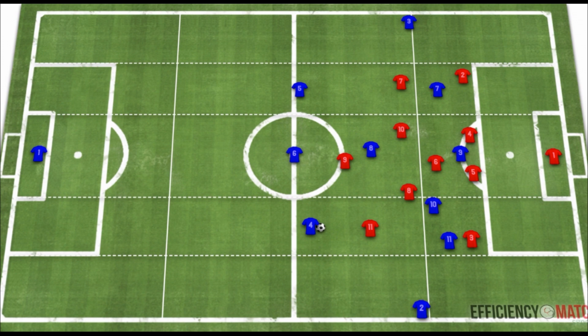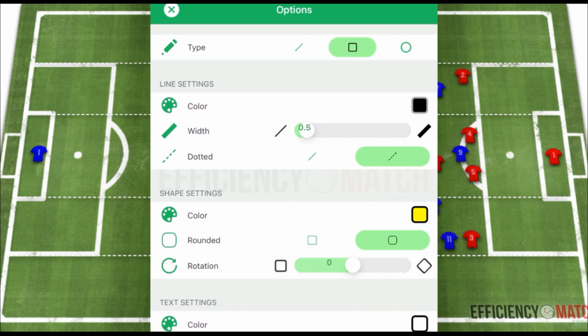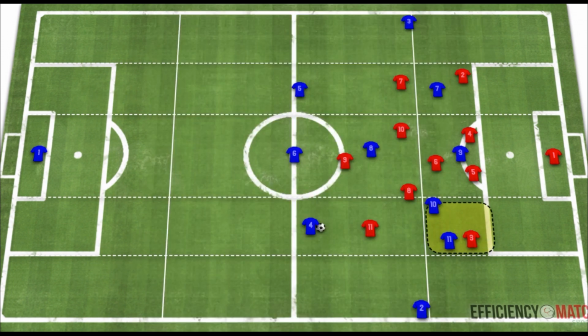So now we have an overload which consists of players in the half space in a more advanced position. And an overload is just simply an uneven occupation of space numerically from your team. So here we have our overload in between the lines, and now we can think of how we can use this.